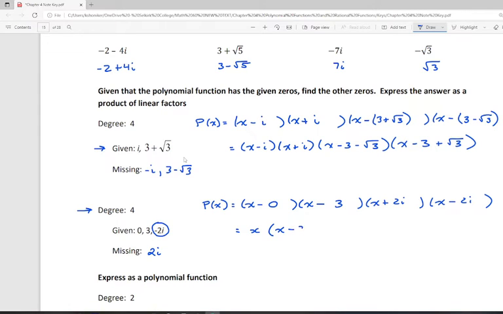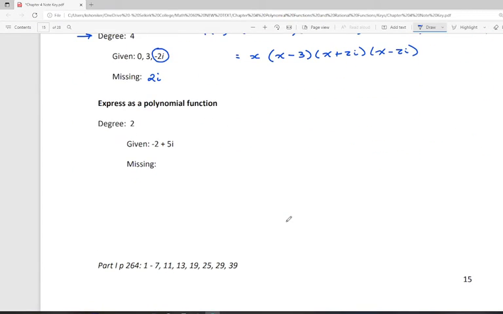So it's x times x minus 3 times x plus 2i times x minus 2i. Okay, the last thing for the end of this video, and then there's one more video after this, is just all of what we just did, but instead of writing it as a product of linear factors, you're going to write it as a polynomial function.